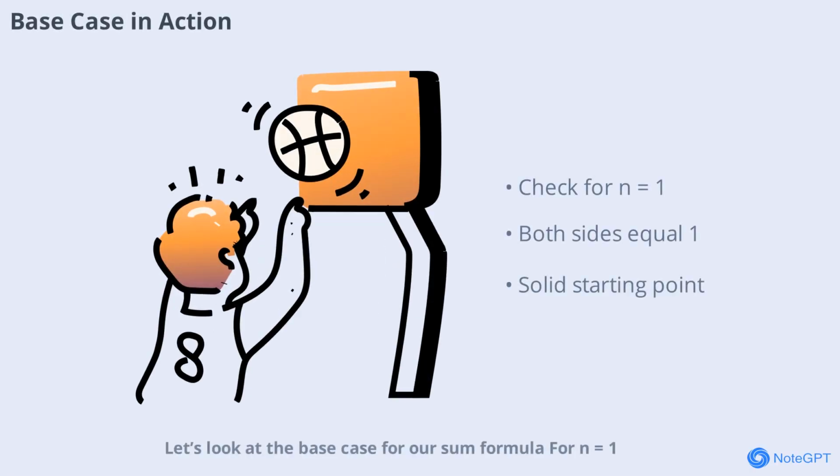Let's look at the base case for our sum formula. For n equals 1, the left side is just 1. The right side using the formula is 1(1 plus 1)/2, which also equals 1. Since both sides match, the base case holds. This simple check is the first building block of our proof, ensuring that our formula starts off on solid ground before we move to the next step.